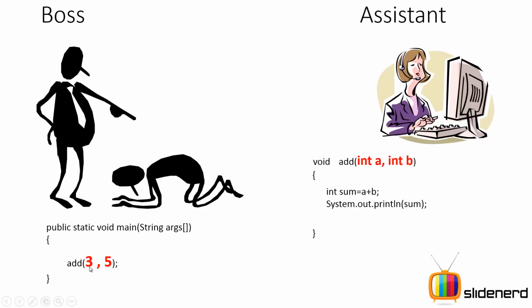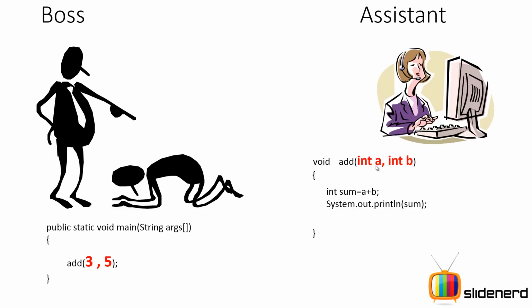So here you have put two numbers, and that is why you have said two integers over here. When you say 3, it should match with this integer a. When you say 5, it should match with this integer b. That means the number of values the boss gives over here on the left side should be equal to the number of variables you have defined here on the right side. Now again, we are going to discuss this in great detail in the next video, but for now this is just to give you a rough introduction of what is going on with methods.